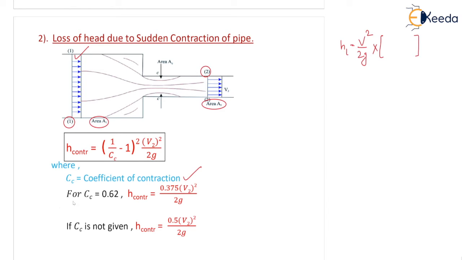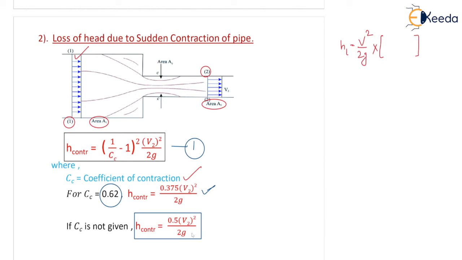And condition 1, for Cc equal to 0.62. Suppose if Cc value is given as 0.62, correct? Then if you put this value in equation 1, let us say this is equation 1, you will be getting H contraction equal to 0.375 V2 square by 2g. But if Cc value is not given, suppose sometimes Cc value is not given, then H contraction directly you can write 0.5 into V2 square by 2g. What is the meaning?